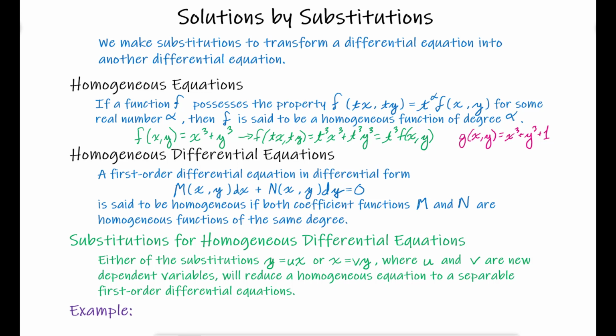So the proper substitutions to make for homogeneous differential equations are either y equals ux or x equals vy, where u and v are new dependent variables. Making either of these substitutions will reduce a homogeneous equation to a separable first-order differential equation. So let's take a look at an example.